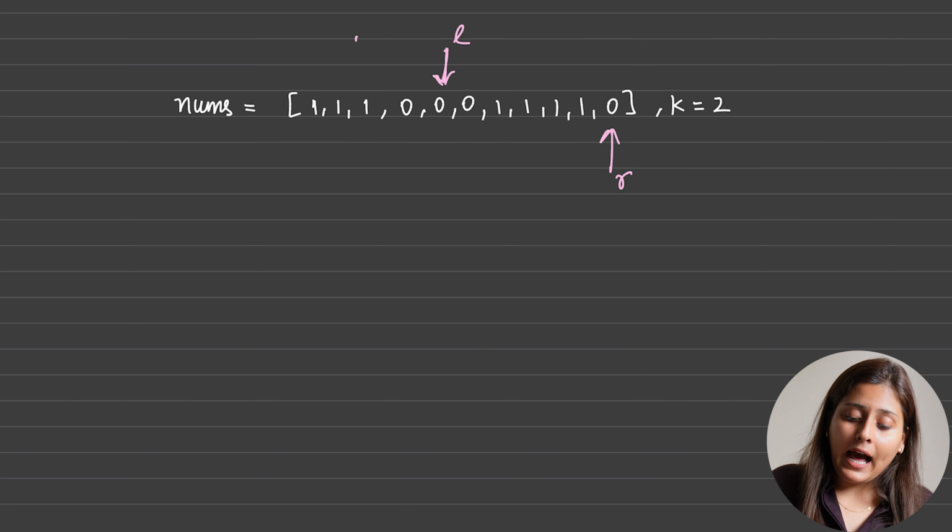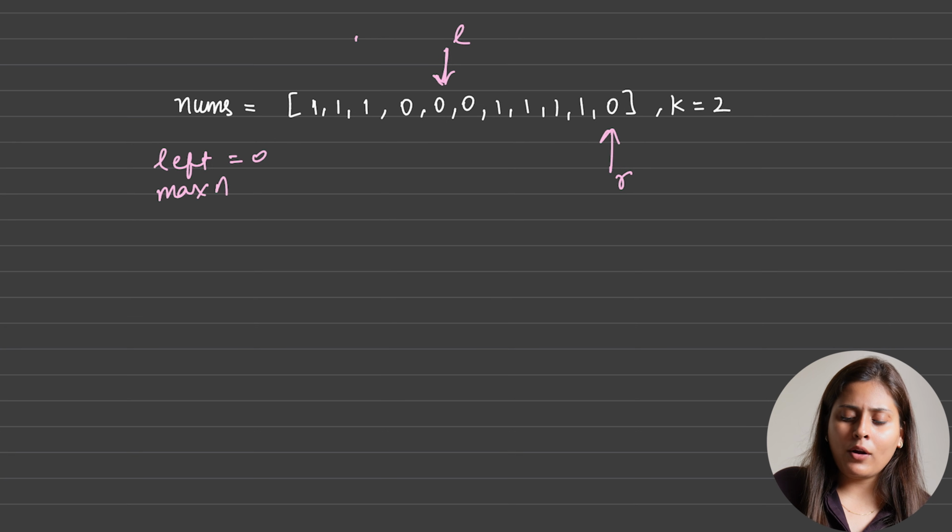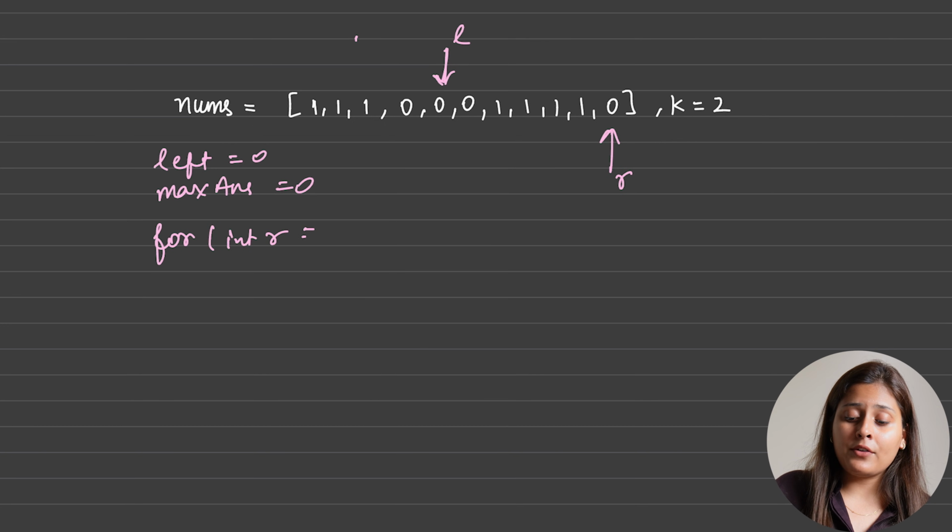So what I said: I will initialize a left variable from 0, and for answer calculation I will have my maximum answer or maximum count variable. Now I will run a for loop for what? The right index, and right will start from 0 and it will run till n, right plus plus. Correct?